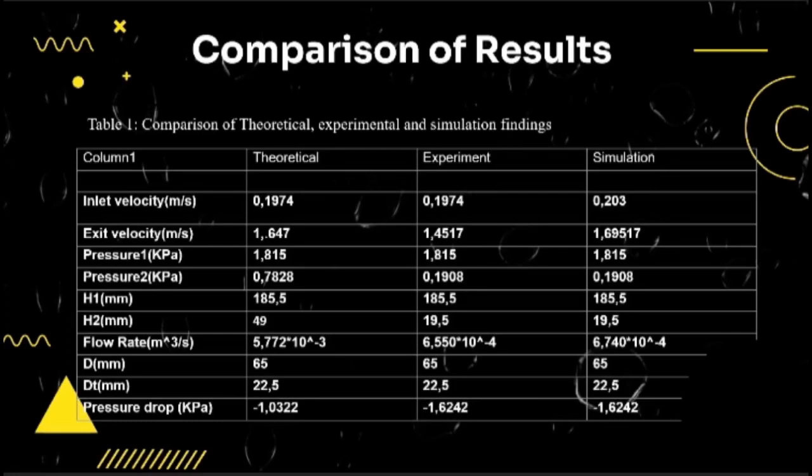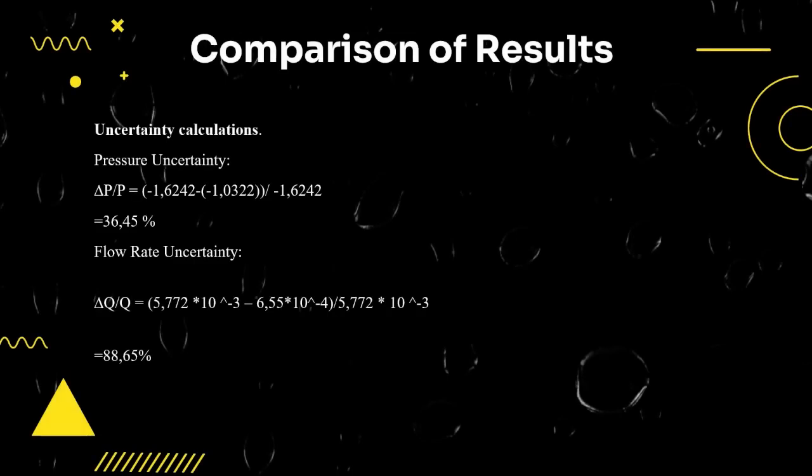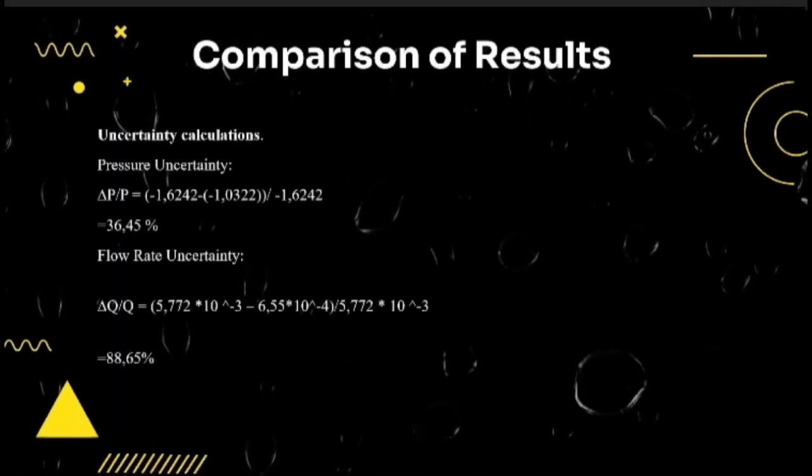Table 1 shows the comparison of theoretical, experimental and simulation results. The main focus will be on the flow rate and the pressure drop. Looking at the flow rate, the theoretical model is greater than the experimental and simulation flow rate. This is due to the assumptions associated with the theoretical model, which is assumed to be under ideal and steady conditions, while the experimental takes into account the friction factors and viscous effects.